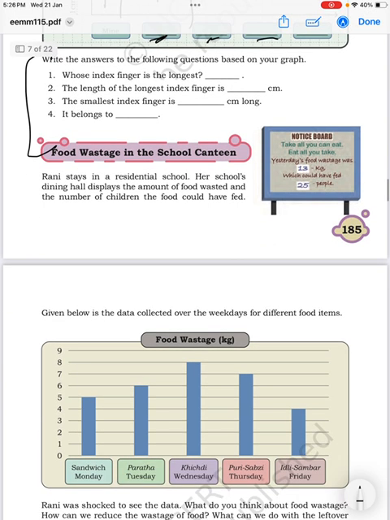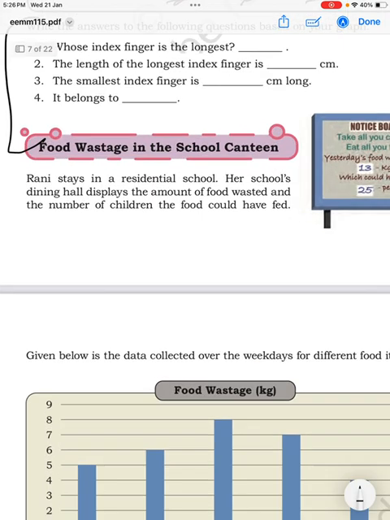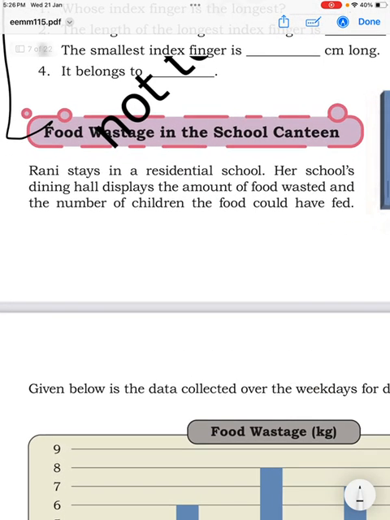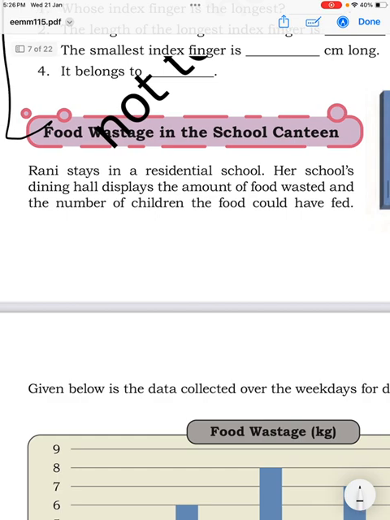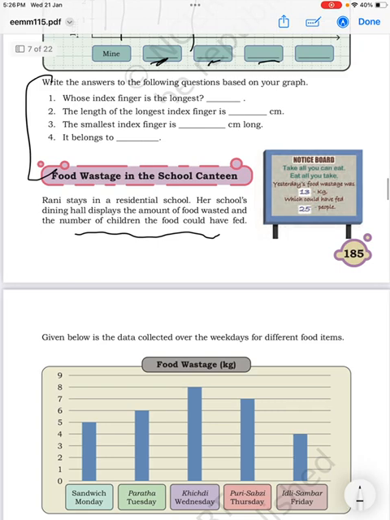After that, come to the next one, food wastage in a school canteen. Rani stays in a residential school. Residential schools are schools where students live for the whole day, and they go home only on vacations, or you can say only on weekends. Her school dining hall displays the amount of food wasted and the number of children the food could have fed. So the data is given here.